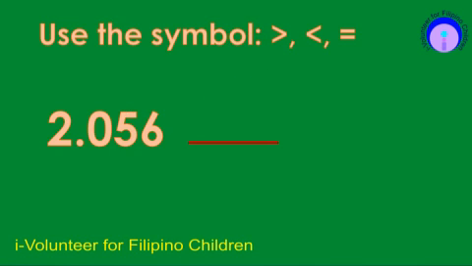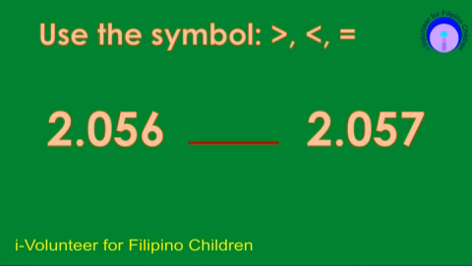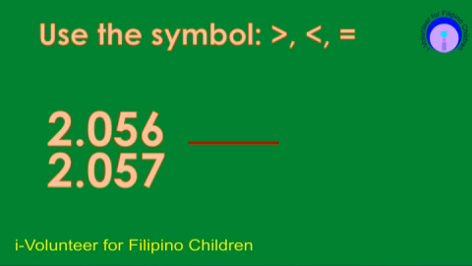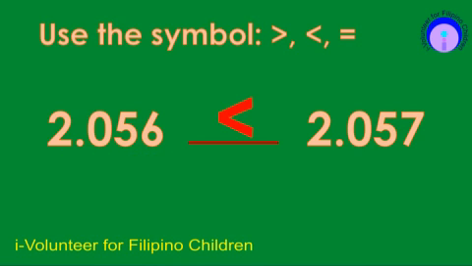Very good. Let's compare 2 and 56 thousandths and 2 and 57 thousandths. Let's compare from left to right. At the ones place the same, tenths place the same, hundredths the same, but in the thousandths place not the same. 6 is less than 7. Therefore, 2 and 56 thousandths is less than 2 and 57 thousandths.